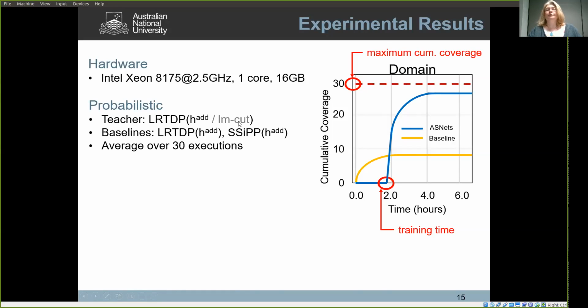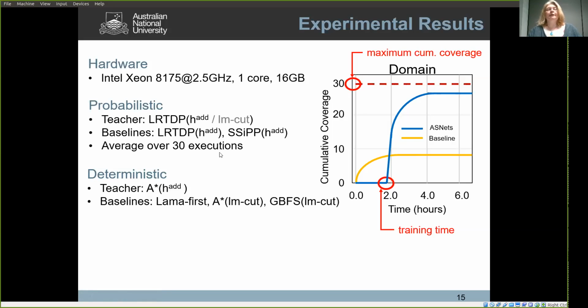We've also experimented with training with LMCOT to obtain optimal policies. The baseline planners are LRTDP, also with HSDIP, and SIP with HSDIP. We've also experimented with LMCOT, but the results are much worse. And we average everything over 30 executions per problem.